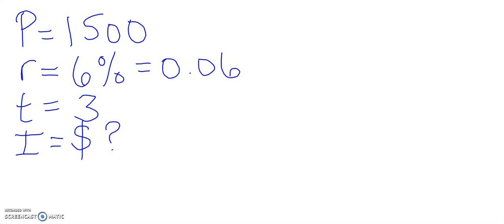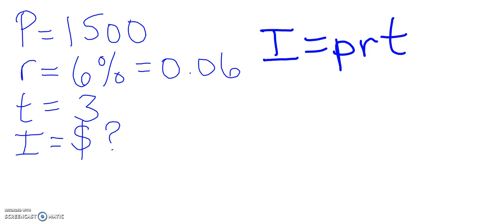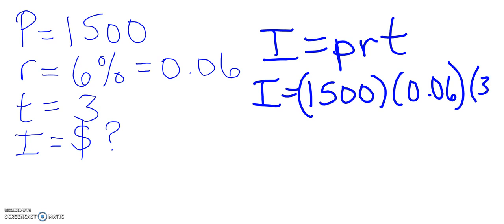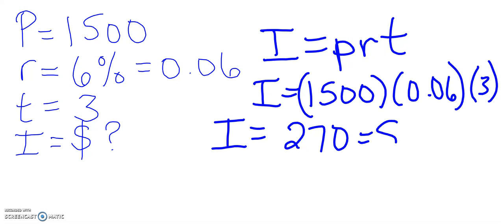So we'll start with our interest formula. Remember, your interest formula is I is equal to PRT. So we've determined that our principal is $1,500. So we're going to take $1,500, we're going to multiply it by our rate, always written as a decimal, times our years. So when we multiply those three numbers together, we get 270. So our interest is $270.